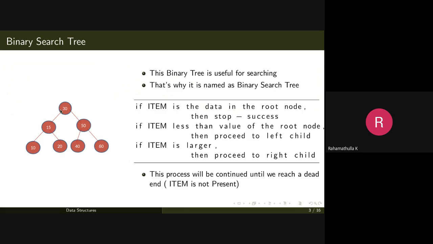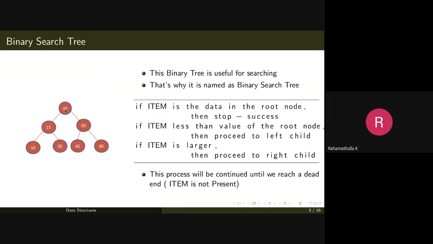For example, if you are searching for the element 20, then you will come here, 30. 20 is less than 30. Then you come to the left side, 15. 15 is less than the item. Your item is larger, then you go to the right hand side. Here you found it.